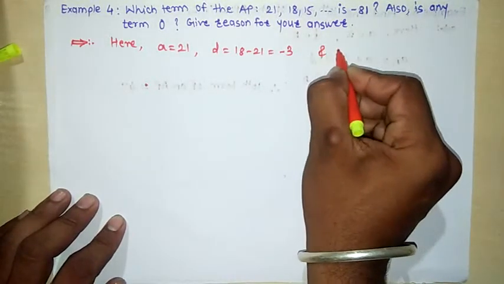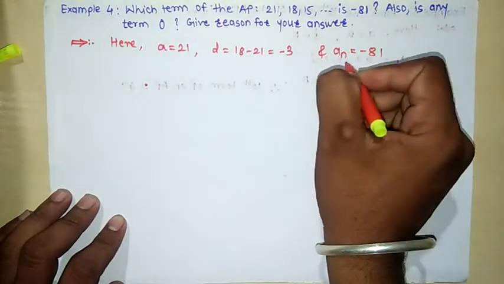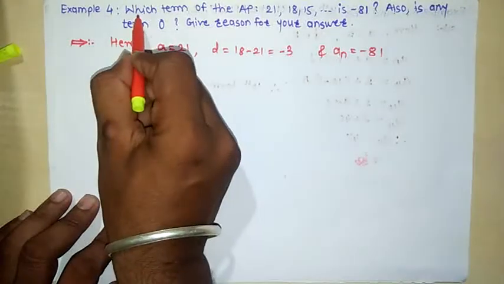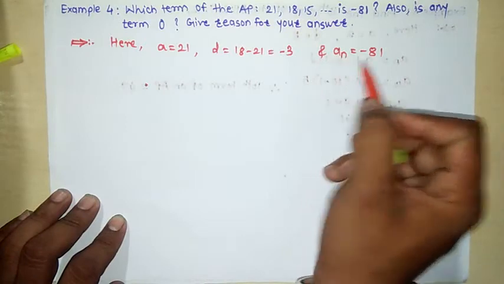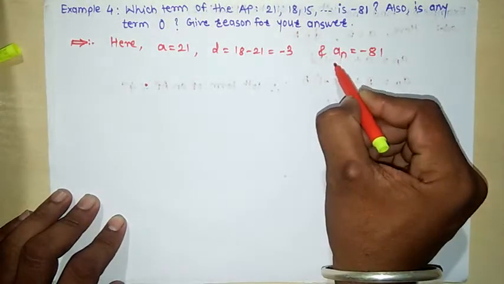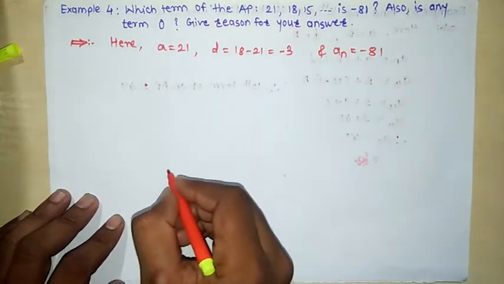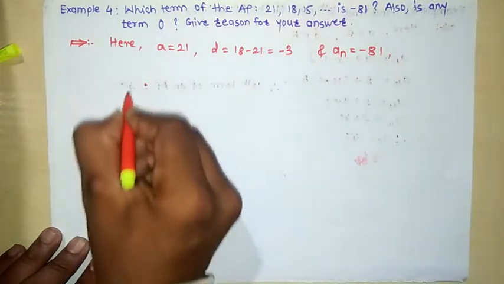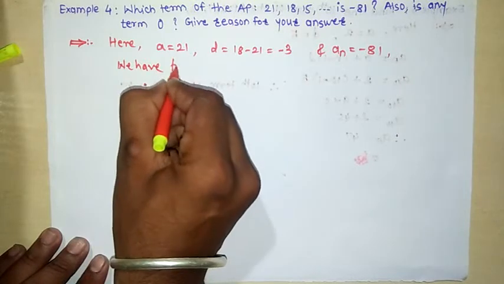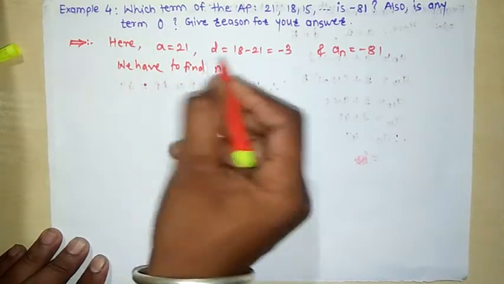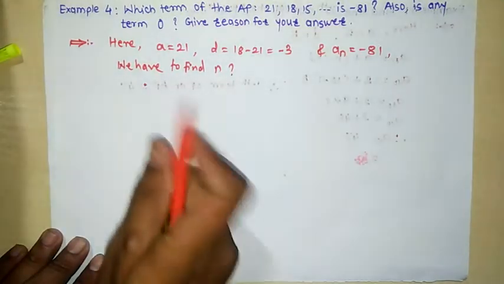And what is an? The nth term is minus 81. Here we have to assume the nth term is minus 81, because we have to find which term of the AP is minus 81. That term we will assume as an. The nth term is minus 81, you have to assume. Then we have to find n. Which term is it? That is nothing but n. You have to find n, that is, which term.